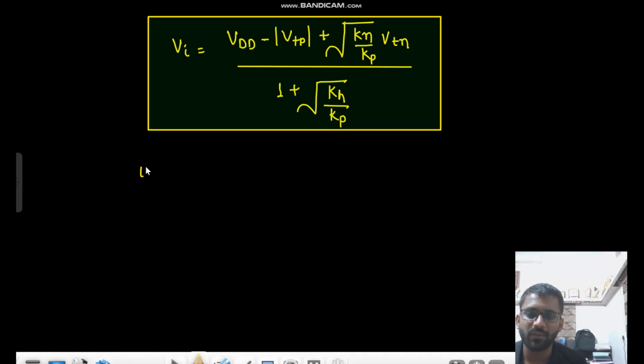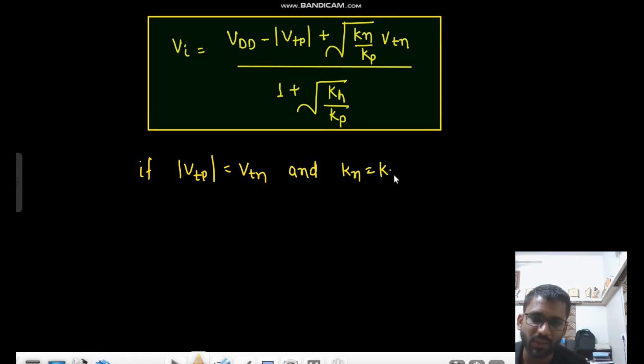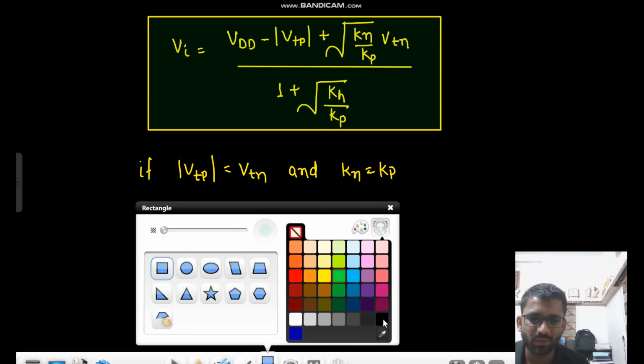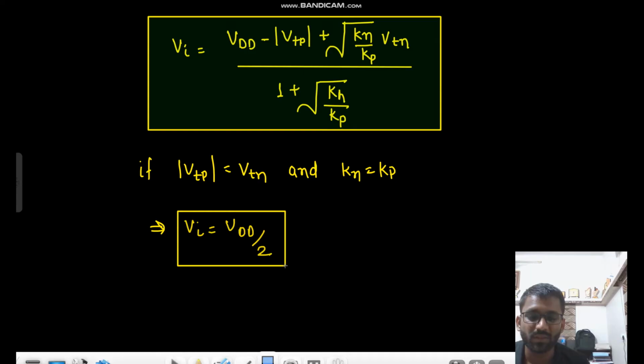Okay, if mod of Vtp is equal to Vtn and Kn equals Kp, then your Vin would be, Kn equals Kp, so this will get cancelled. And Vtp and Vtn are equal, so this will also get cancelled, this will become 1. So your Vin would become Vdd by 2. So this would be the switching threshold. Okay, we will talk about this point.